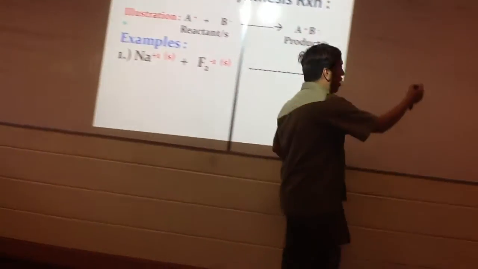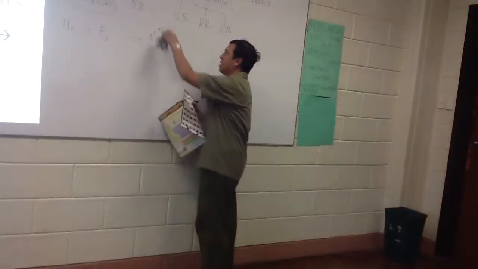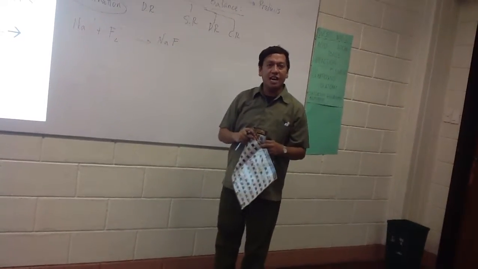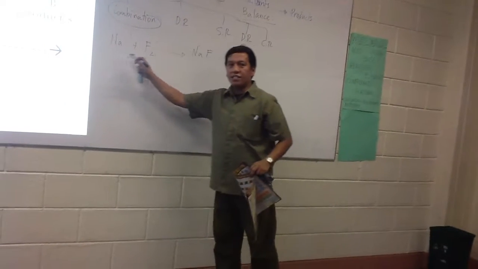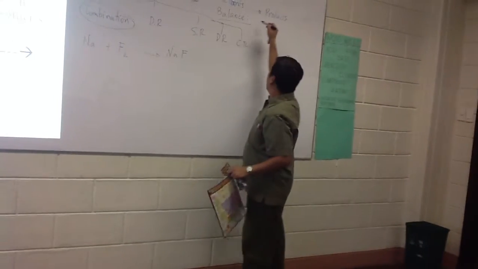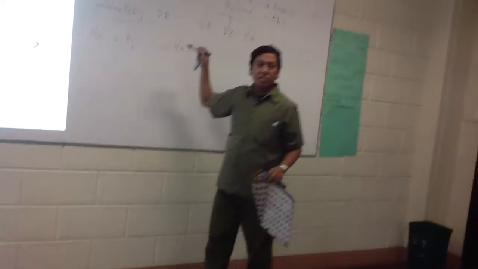So we need to cancel this out. If we cancel, we can now erase them. So the correct product is NaF. You understand? We are having reactants and products. Now let's try to balance the equation. The main goal is actually to balance the reaction.